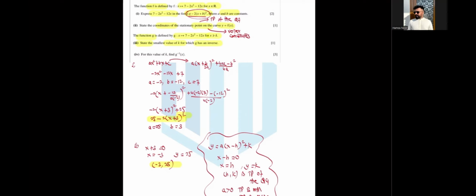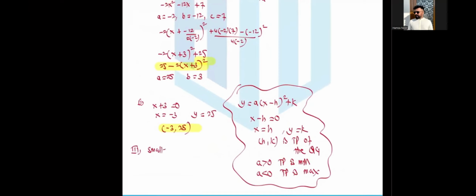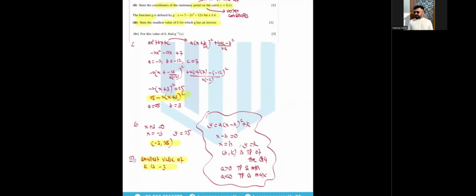However, the f(x) domain was not restricted. The only difference is that it has become the g(x) function and the domain has been restricted to x greater than or equal to k. We need to state the smallest value of k for which g has an inverse. This means the quadratic graph will be restricted from the x coordinate of the turning point. So as an answer for part 3, we simply state that the smallest value of k is minus 3. As simple as that. Or you can say k is greater than or equal to minus 3. The x coordinate of the turning point is minus 3, so the smallest value of k is minus 3.